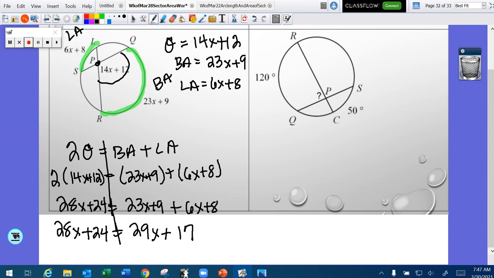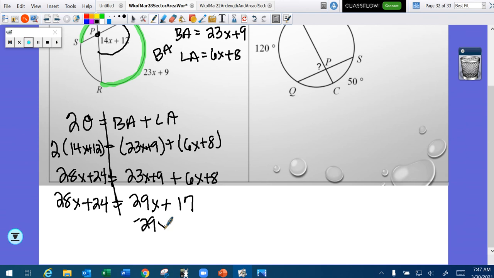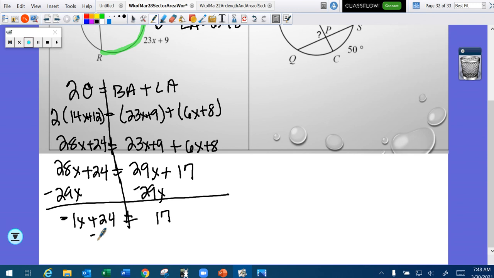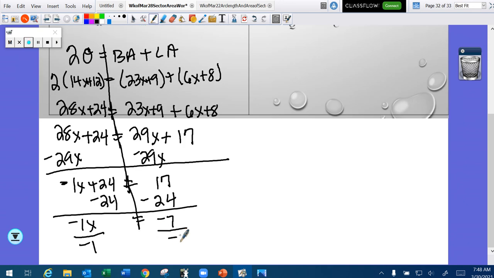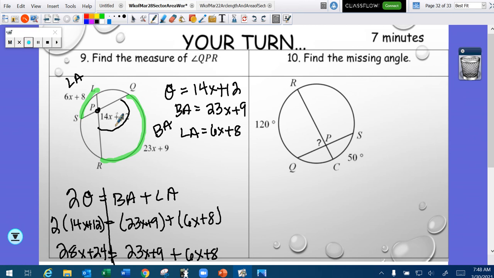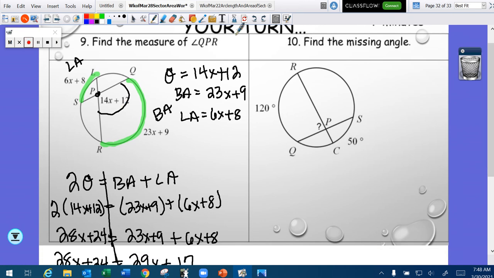And I just combine like terms, and then I'm going to get my variables on the left side and my constants on the right side. So I get negative 1x plus 24 equals 17. And so minus 24 minus 24, and I get negative 1x equals negative 7. Divide into negative 1, divide into negative 1, x is equal to 7. But is that what the question asked me to find? Nope, it asked me to find theta. So I have to substitute x in order to get theta.